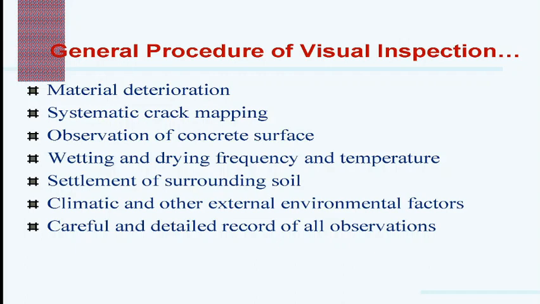Account must also be taken of climatic and other external environmental factors at the location, such as freeze-thaw in cold regions, which may be considerably important when assessing the causes of deterioration. A careful and detailed record of all observations should be made as the inspection proceeds, and drawings can be marked or color shaded to indicate the local severity of each feature.